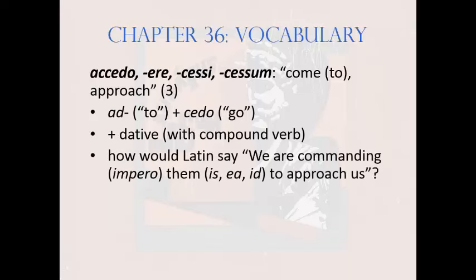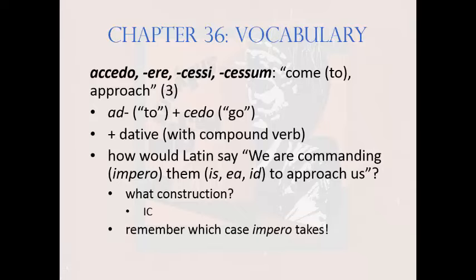How would Latin say, "we are commanding, use impero, them, use is, ut, to approach us"? Them to approach us. What's that construction? It's introduced by the verb command, so it must be an indirect command. How is indirect command formed in Latin? Ut or ne plus the subjunctive. And don't forget what case impero takes as its object. It's one of those ten special verbs that expects the dative. So what's the answer?